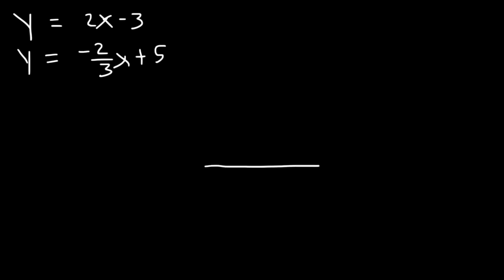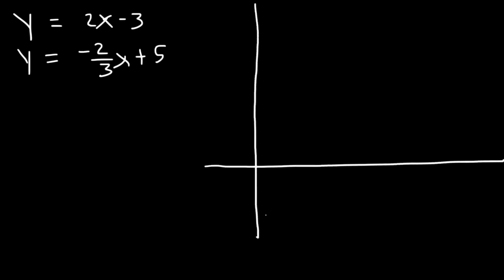In this lesson, we're going to solve a system of equations by graphing. So the first equation is y is equal to 2x minus 3, and the second one is negative 2 over 3x plus 5. So what you want to do is graph the two equations, and find out where the point of intersection is. That's going to be the solution.